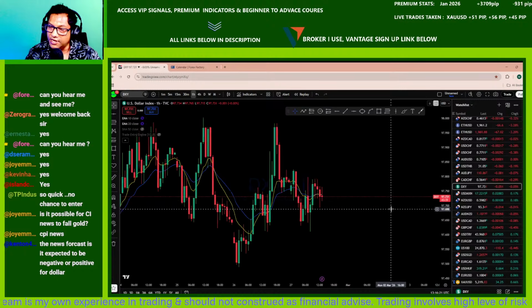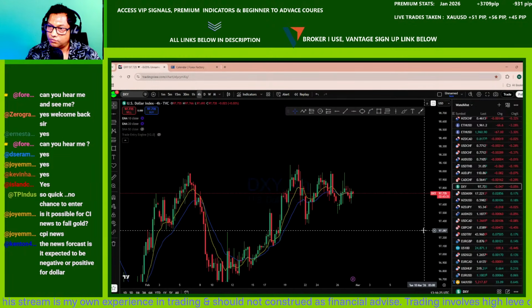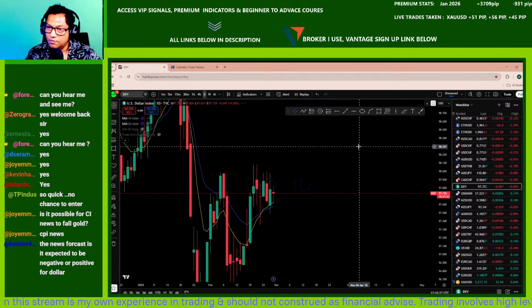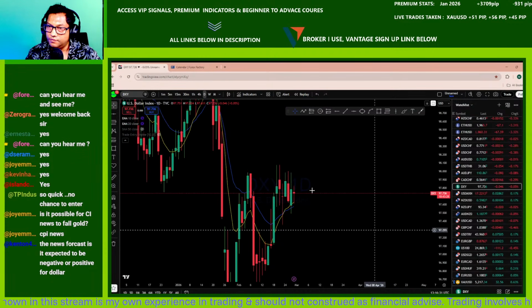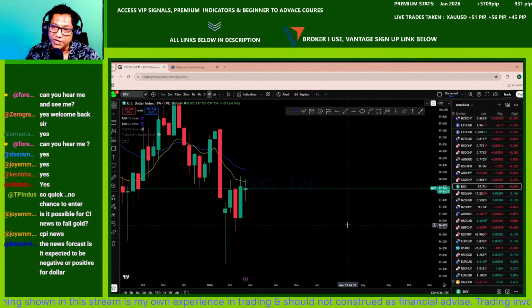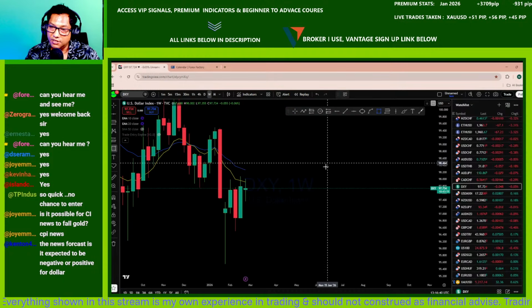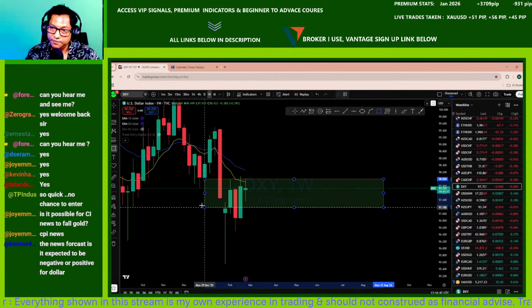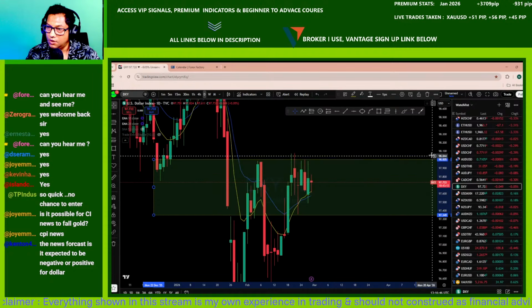If you look at the dollar index, it's now in a sideway, right? Very narrow. This week, so far, dollar index didn't move much. But the market might remain in this range here. See that?